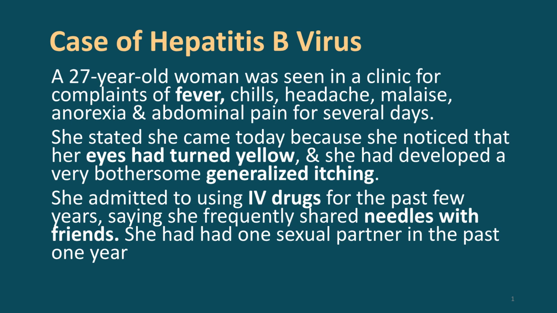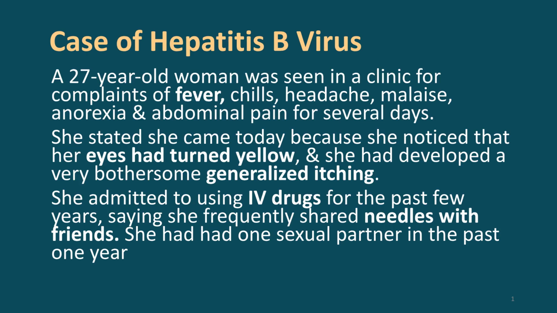Let's start with a real-world case that demonstrates a typical presentation. A 27-year-old woman presents to the clinic with several days of fever, chills, headache, malaise, loss of appetite, and abdominal pain. Today she's particularly concerned because she noticed her eyes have turned yellow, that's jaundice, and she's developed intense, generalized itching, which is really bothering her.